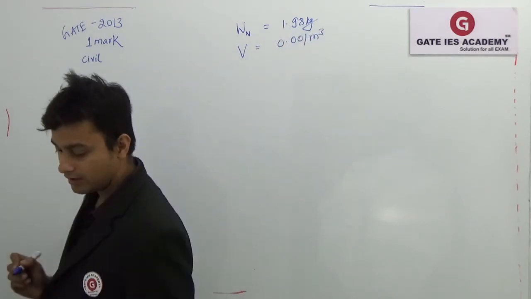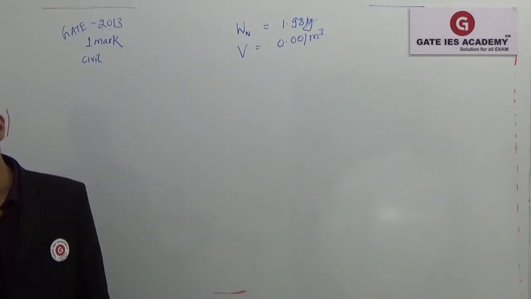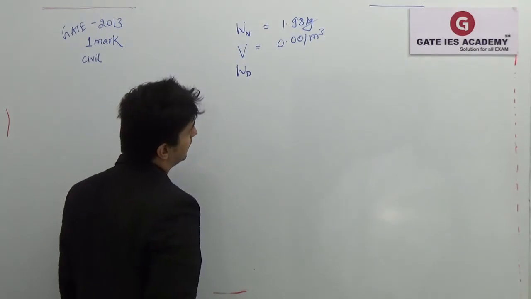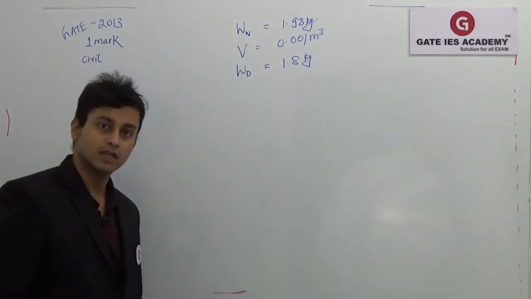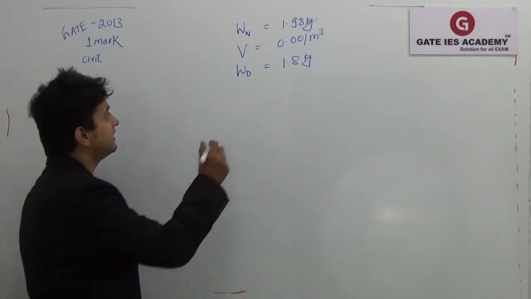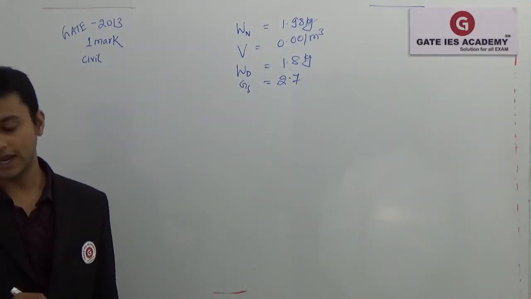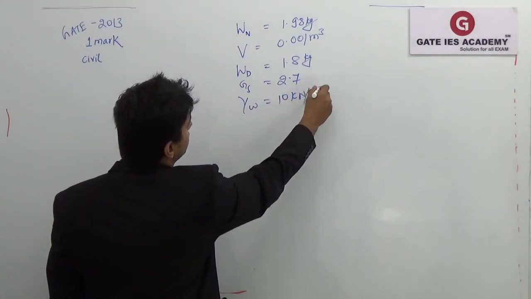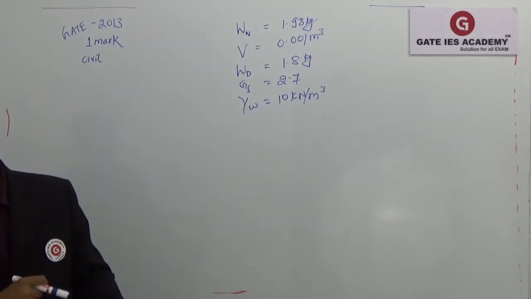Next, after being completely dried in an oven, the mass of the sample is 1.8 kg. So the weight after drying is given as 1.8 kg. Specific gravity GS is given as 2.7, and they are asking us to assume gamma W equal to 10 kilonewton per meter cube. So the specific gravity is 2.7, and the unit weight of water is 10 kilonewton per meter cube.